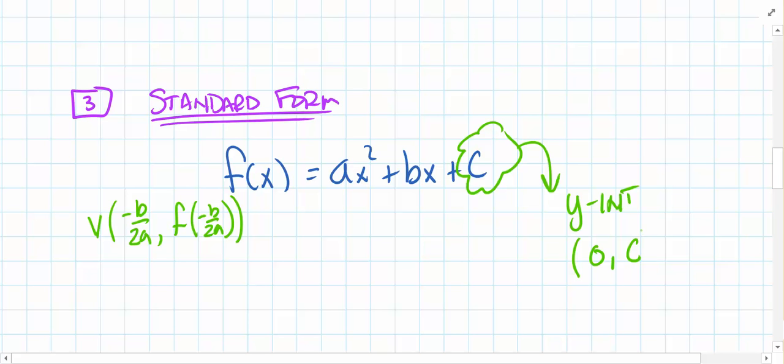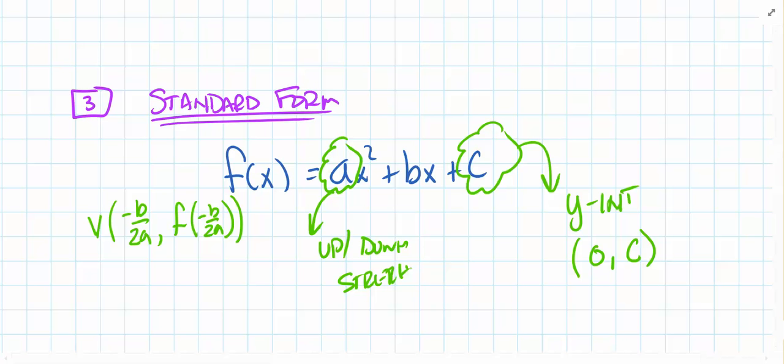What about this a out in front? What does this do? Yeah. Up, down, stretching, right. All this stuff. So standard form is also very useful, right? It's just not the same as vertex form. But you still get a lot of information out of it as well.